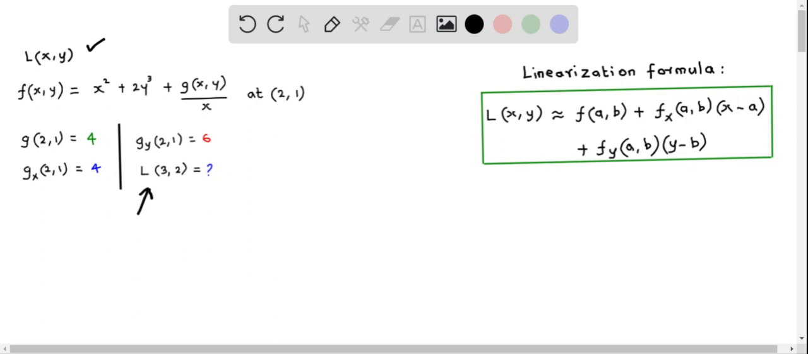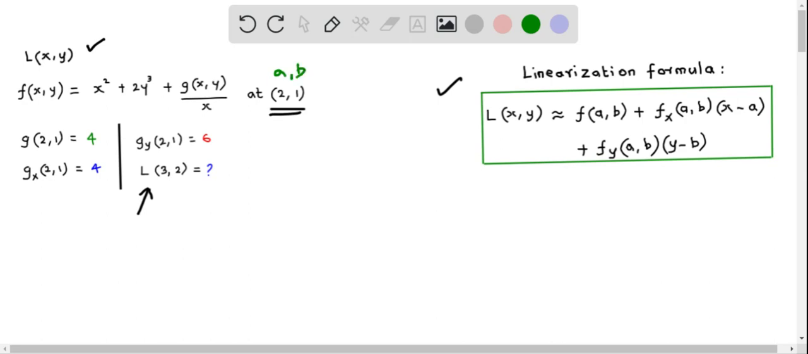So for this, I'm going to use this linearization formula, which says that L of x,y is approximately equal to f of a,b plus fx of a,b, this fx is the partial derivative of the function with respect to x, times x minus a, plus fy at a,b, this is the partial derivative of the function with respect to y, times y minus b. So first, let's determine this equation for L of x,y using the function f of x,y as well as this point (2,1). So we can consider this (2,1) as a,b.